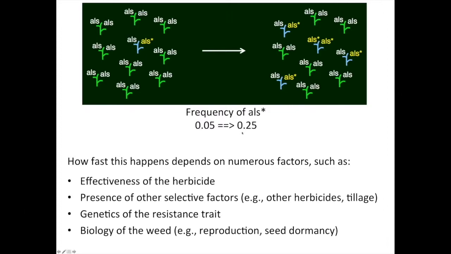And the point here I want to make is that this is a very mathematical process. There are certain equations we can plug in that will predict and model evolution of herbicide selection and the resulting increase in resistance alleles, how fast it happens. Some of the numbers that would go into the equation are listed here below: how effective is the herbicide, what is the genetics of the resistance trait, what is the biology of the weed. All of those things will influence the equation, but the equations we know, they're mathematical. We can punch in the numbers and we can make very good predictions.